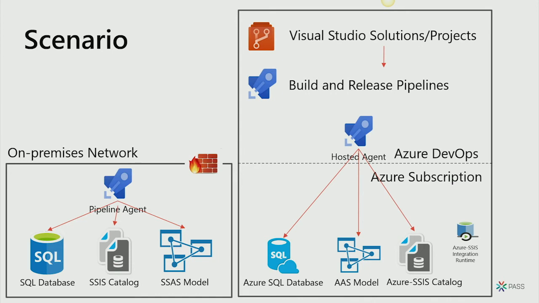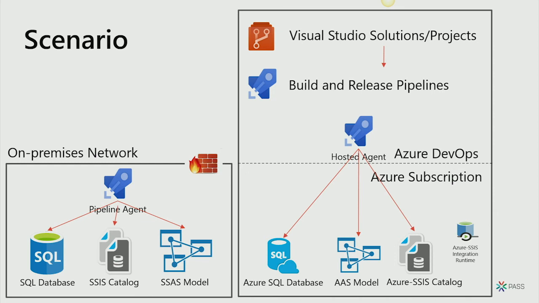Okay, so my scenario is I've got these projects, and maybe I want to deploy them onto an on-premises network. Inside my own network, there's a firewall around it. I have that SQL database I want to deploy onto a SQL, this is a 2017 server. And I have an SSIS catalog on that server that I want to deploy my IS project to. And I have a tabular server on there that I want to deploy that.